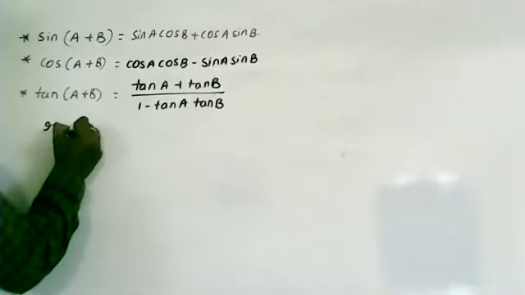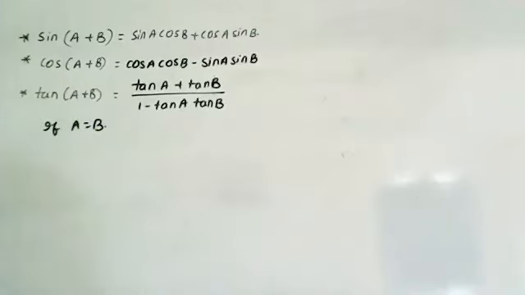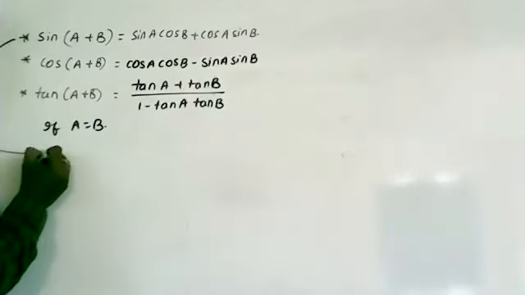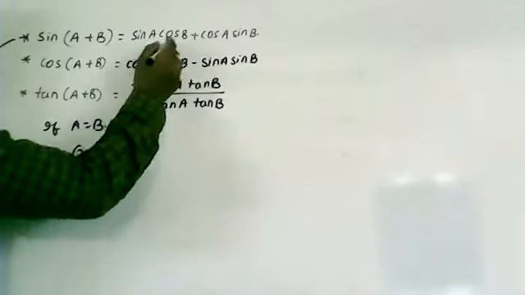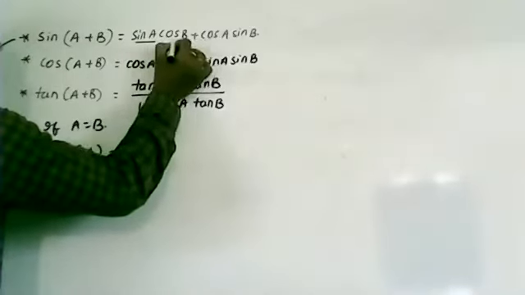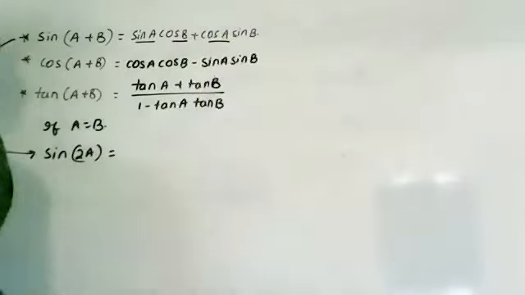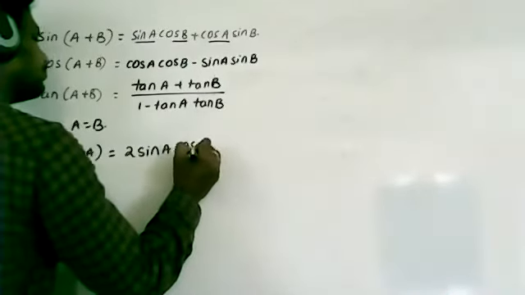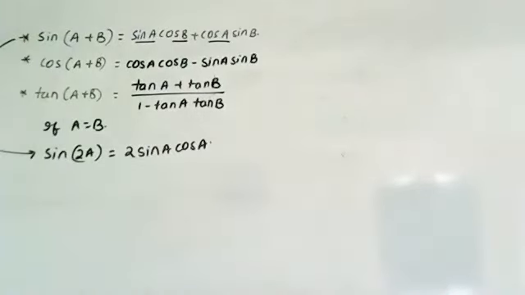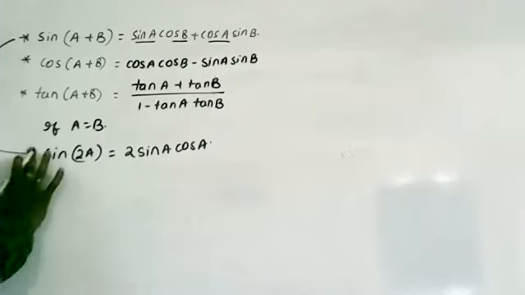Now, for example, if A is equal to B, this equation will turn into sine of 2A. Sine of 2A means this will become sine A cos A plus sine A cos A. Therefore, this will become 2 sine A cos A. Okay, this is the next formula.